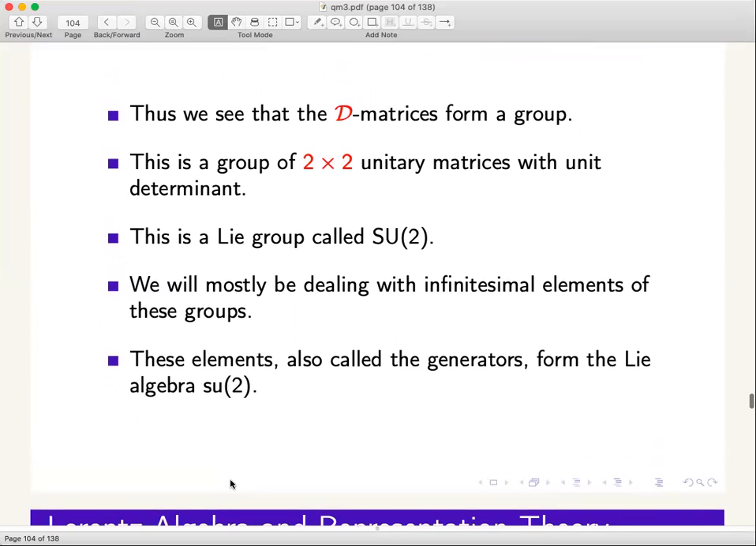Okay, so any questions here? This is mostly something you should know from the angular momentum algebra, but nevertheless.